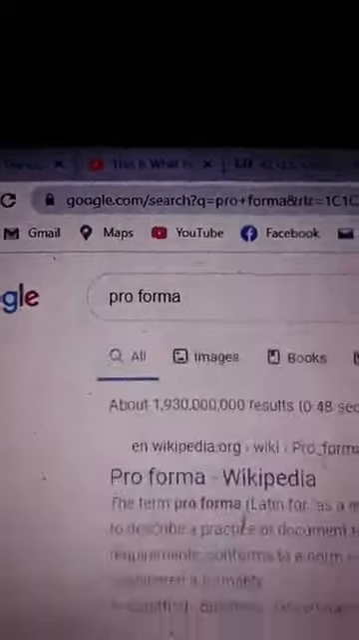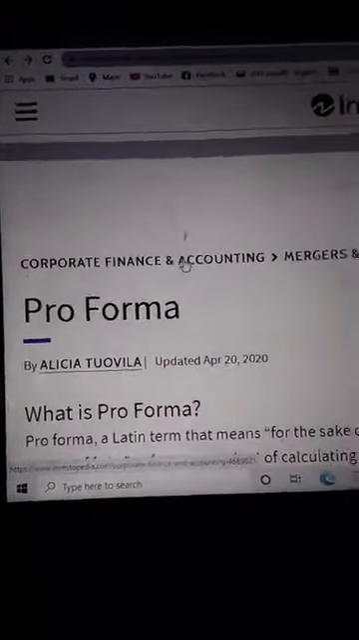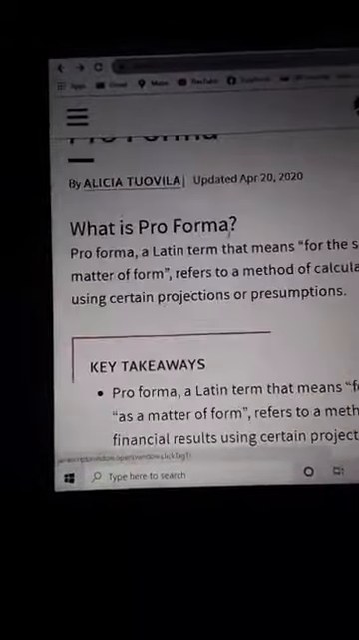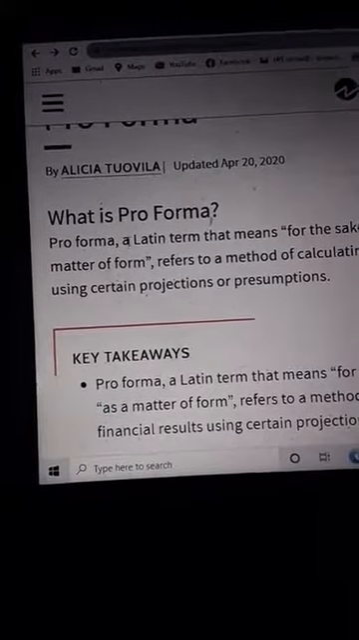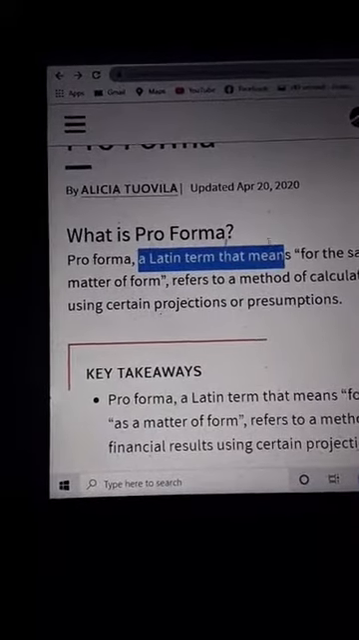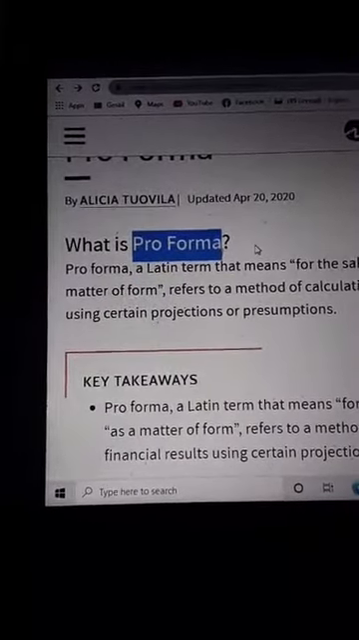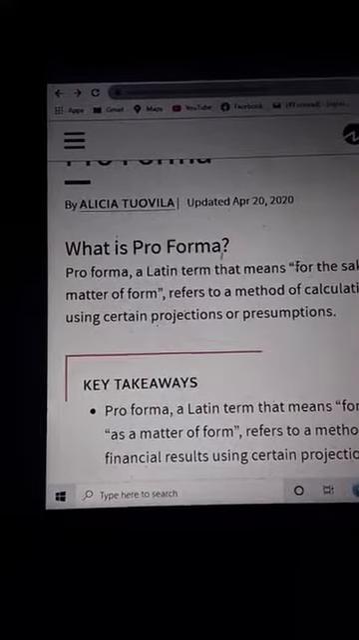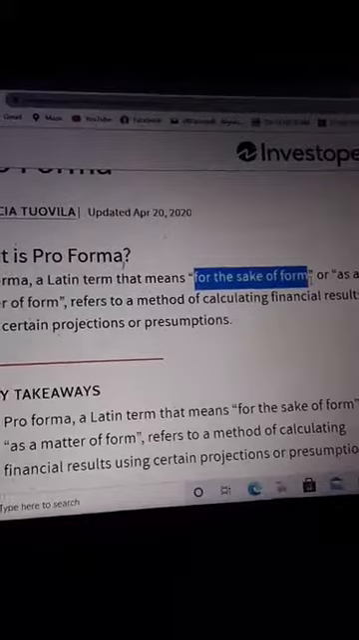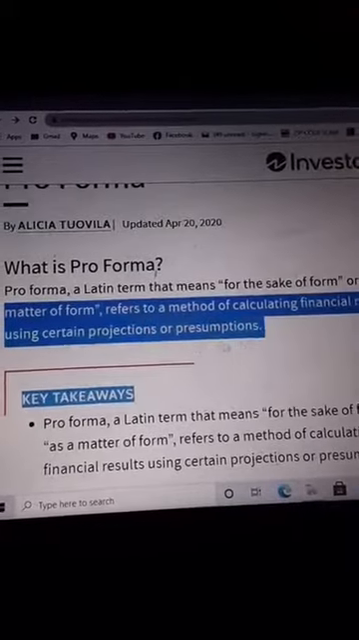So we're going to look that up, and the first thing that comes up is from Wikipedia, but we're going to go to the Investopedia one. Get off of there. And it says, pro forma, a Latin term. That's not common usage, folks. They're using language that is not common usage within the code, which they are not supposed to be doing, for the sake of form, or as a matter of form.